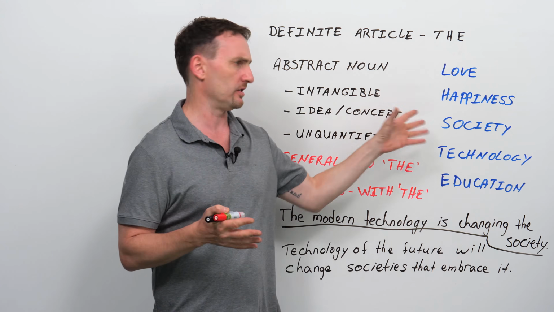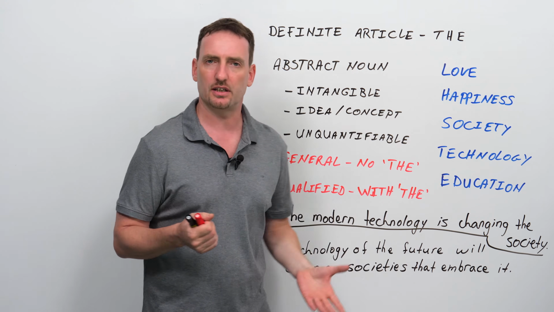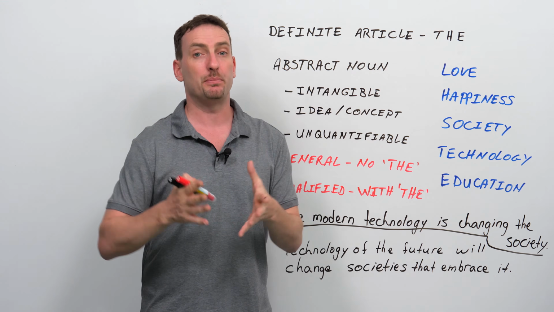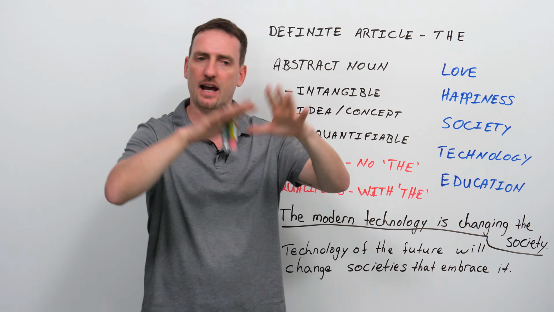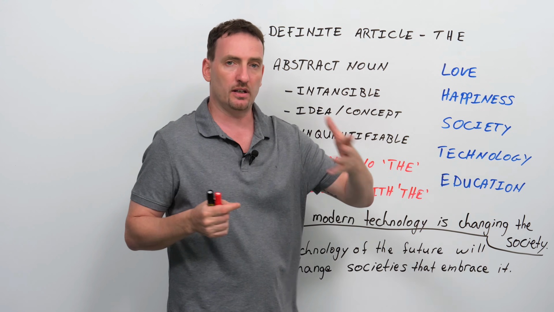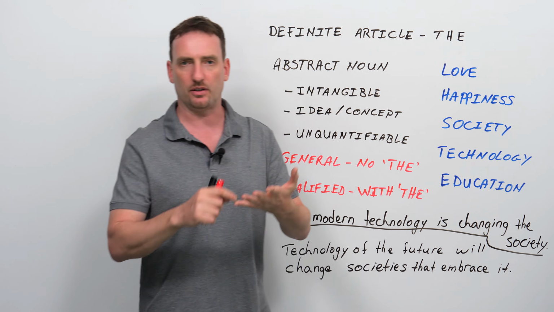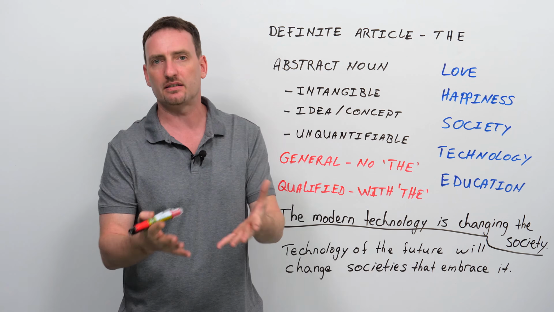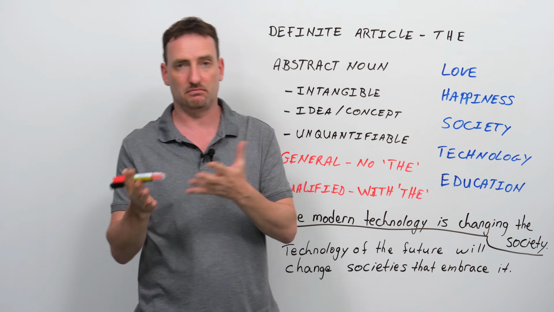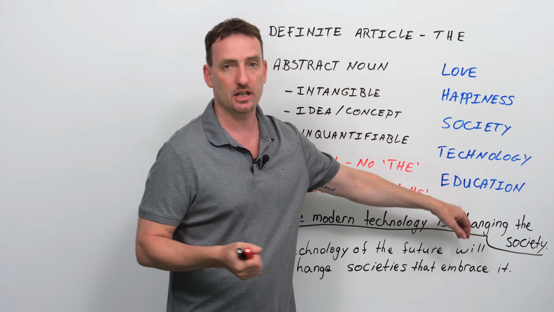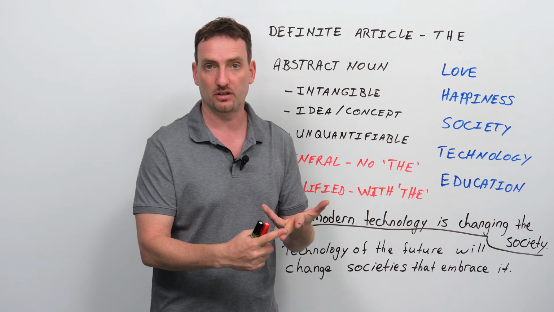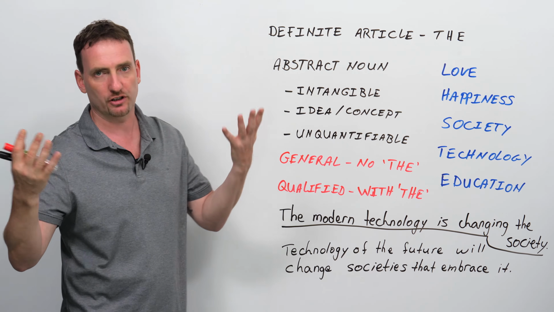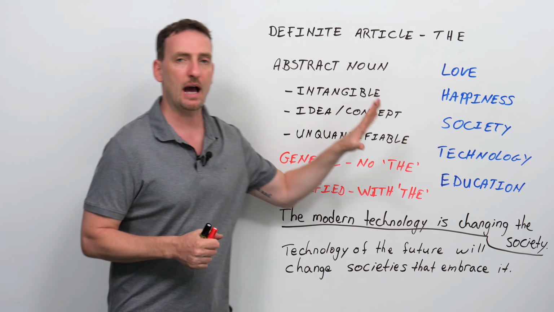Now, before you tell me, well, society is a real thing or technology is a real concrete thing, it's not. Society is a collection of people, okay? The people are real. Society is an idea. Technology, you can talk about devices, you can talk about the internet, you can talk about smartphones, you can talk about computers, but technology is just all of these things together. It's an idea that develops and evolves and changes. Education, you can talk about schools, students, and teachers, but education itself is a process. It's an idea that we use to learn things and develop things, okay? So all of these are abstract nouns.